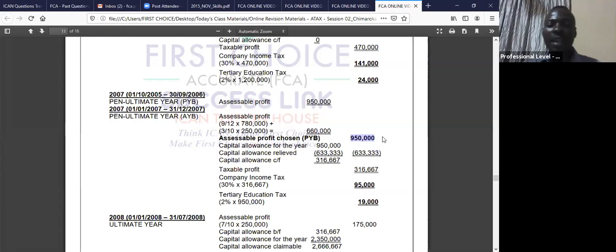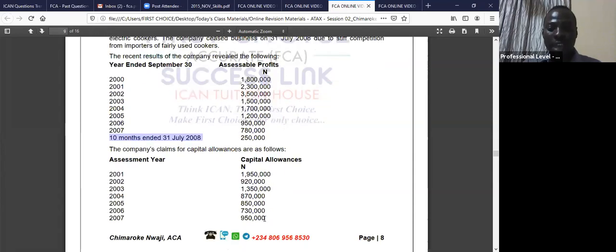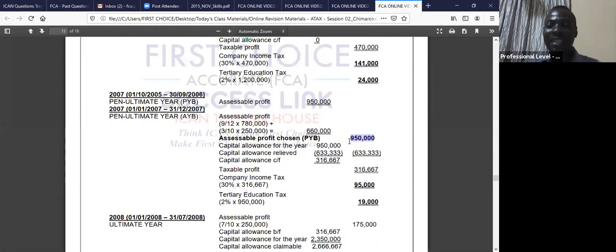Now your capital allowance is for the year. Let's see the capital allowance for that year, 2007, is 950. Coincidentally, your accessible profits and your capital allowance are the same figure. You have to restrict now, of course, because this figure and this figure are the same. So you now do restriction.